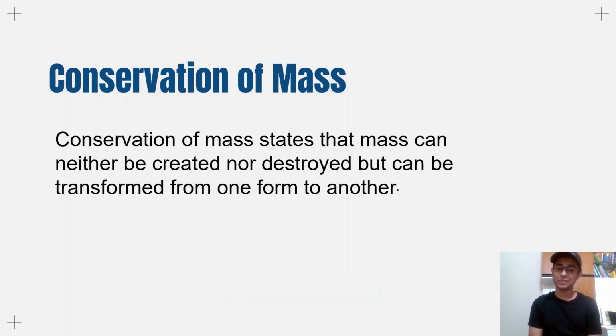So as you can see, today's first topic is conservation of mass. Conservation of mass is one of the most interesting and important ideas of chemistry. It is quite similar to physics' law of conservation of energy, and conservation of mass basically states that mass can neither be created nor destroyed, but it can be transformed from one form to another. For example, during a reaction, atoms are neither created nor destroyed. So the mass of the reactants will be equal to the mass of the products. And that is basically what conservation of mass is. It states that mass is neither created nor destroyed.